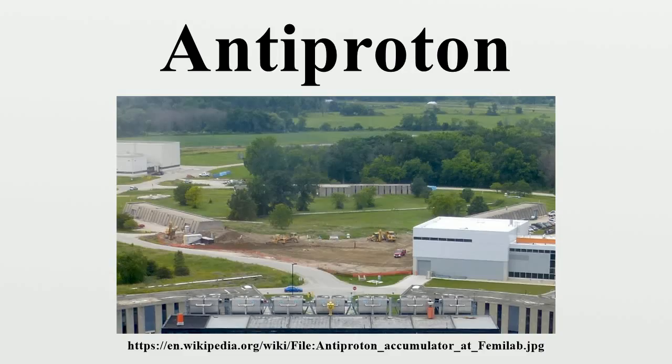In July 2011, the ASACUSA experiment at CERN determined the mass of the antiproton to be 1836.152673 times more massive than an electron. This is the same as the mass of a proton, within the level of certainty of the experiment.